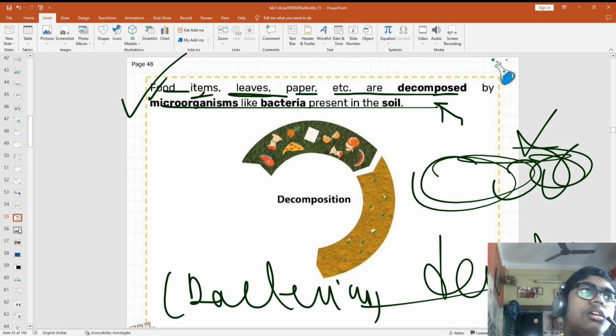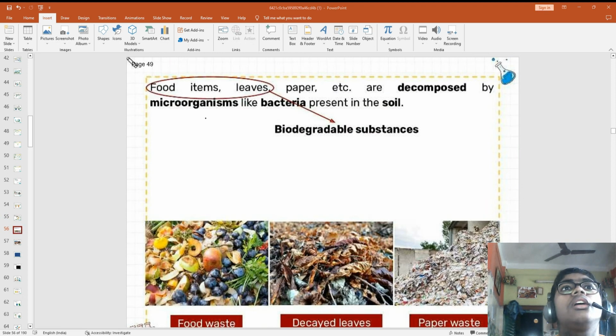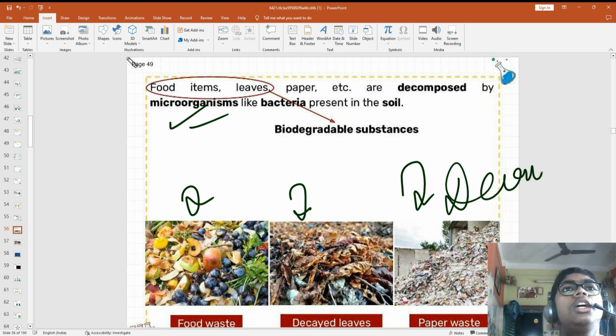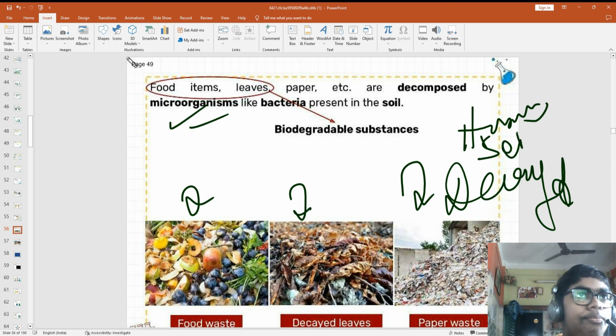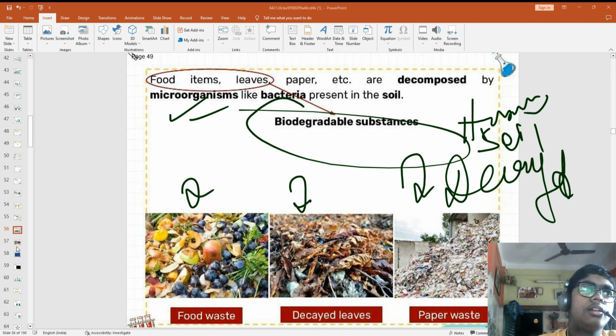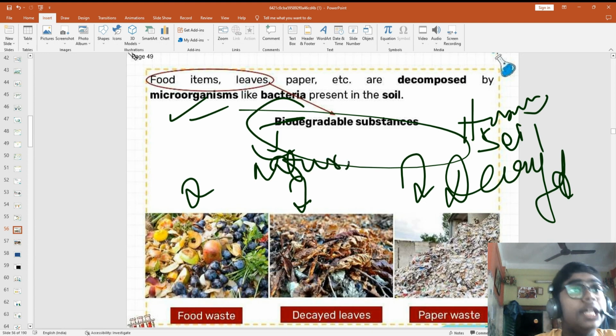By the bacteria, isn't it? These things that can be decomposed decay. It's decayed, then it will become humus or a part of soil one day. So substances which can be decomposed by the action of microorganisms, bacteria present in the soil, are called biodegradable substances. Bio means through nature it can be degraded. Degraded means decomposed.